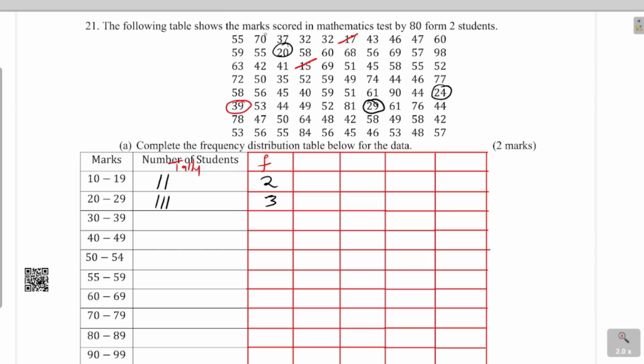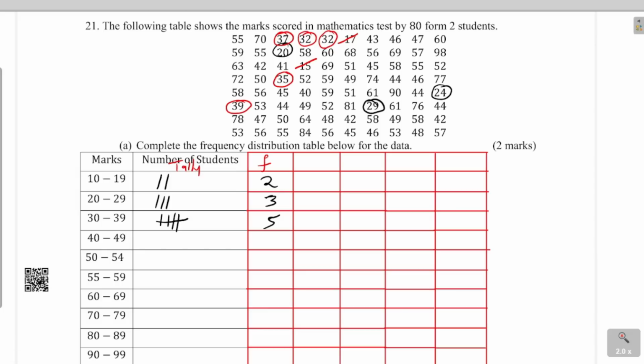You have 1 there. 30 to 39, another one there. Another one there. 30 to 39, there's another one there. And another one there. So I don't see another one. So there are 1, 2, 3, 4, 5. So 30 to 39, there are 5. So 5 strokes. So 4, and then you cross 1 there. That is how you get the tally for that.